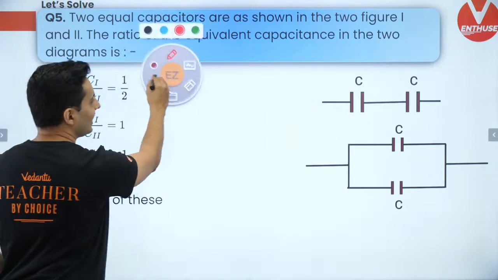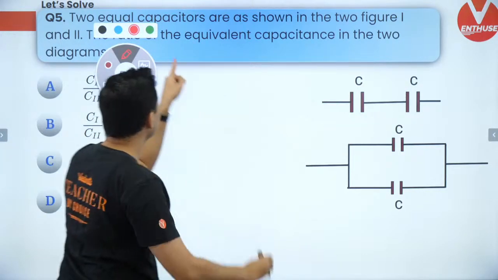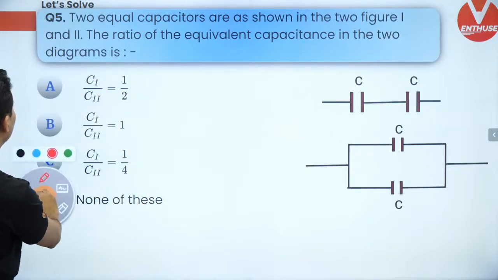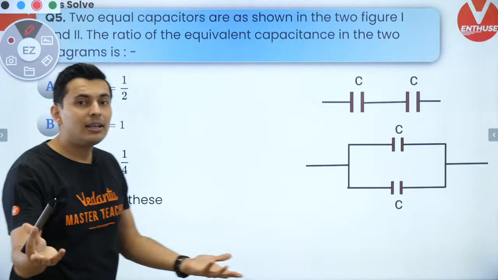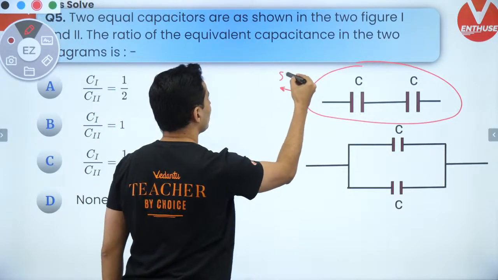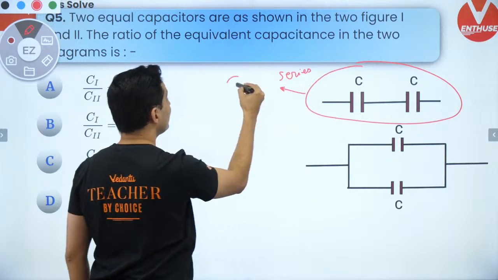Okay, now this is also such an easy question, guys. The two capacitors are in series, and we need the ratio of the equivalent capacitance in the two diagrams. Isn't this so easy, guys? What is the equivalent capacitance in series? This is in series. Isn't it C by 2?